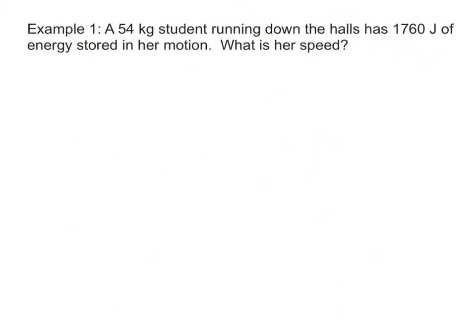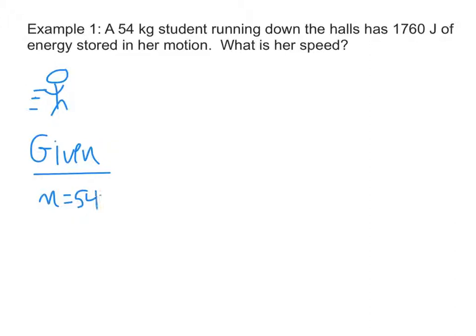Okay, so the first example tells us that a 54 kilogram student running down the halls has 1760 joules of energy stored in her motion. What is her speed? So since this is energy due to motion, we're going to be dealing with kinetic energy. This is a very, very simple problem. Diagram, you have someone just running down the hallway. You do want to do diagrams for these. Given information, we know that the mass is 54 kilograms, that the kinetic energy, Ek, is 1760 joules, and we're looking for speed.